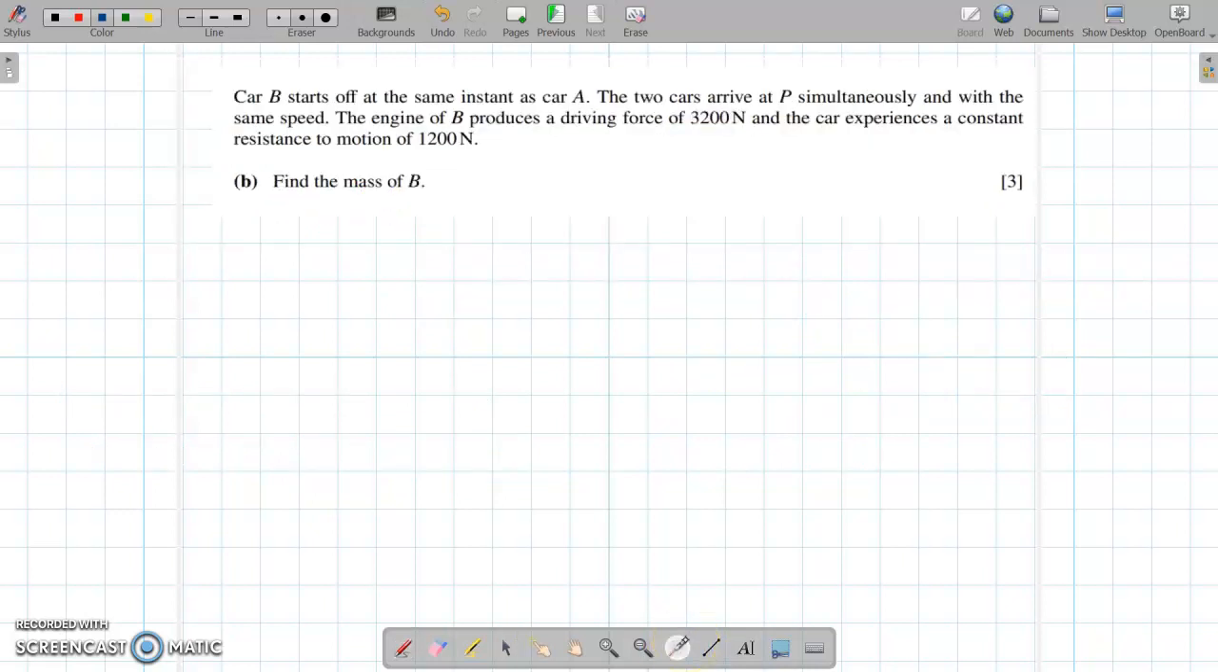Okay, this is the same sort of thing, but the other way around. This time they're asking for the mass of the car. So we can't work out the kinetic energy of the car because we don't know the mass, but they do tell us more. You've got the driving force of the car and the resistance of motion. Okay, first of all, let's think about the kinetic energy. Let's work out what the kinetic energy is in terms of m.